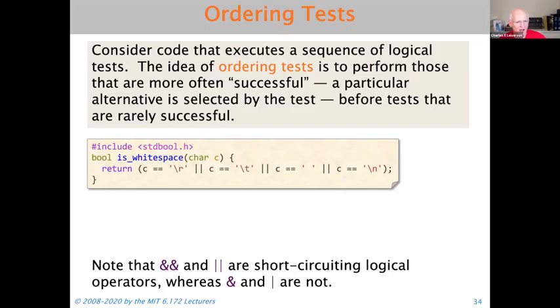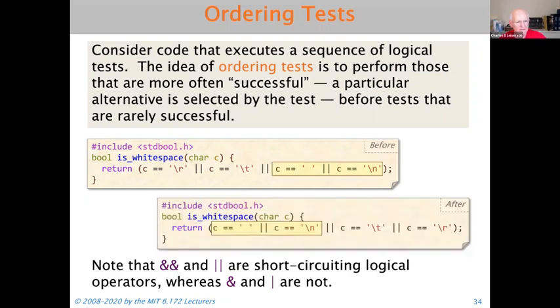Here, the most common white space character is a space, and the second most common is a new line. So we should order those first, then tab, and then we rarely see the naked carriage return character. This isn't necessarily going to be good today compared with just letting the compiler do what it wants to do, but it illustrates the technique of ordering tests.